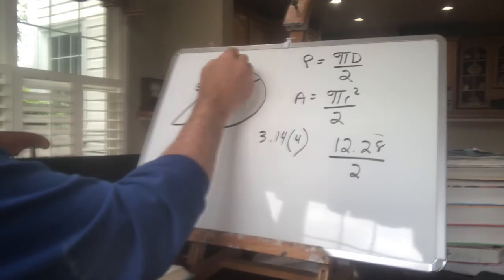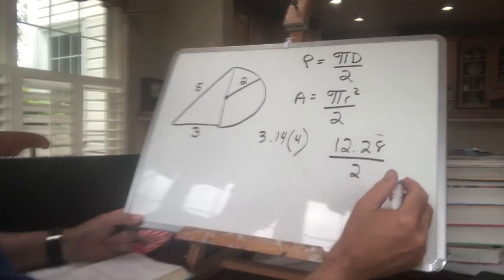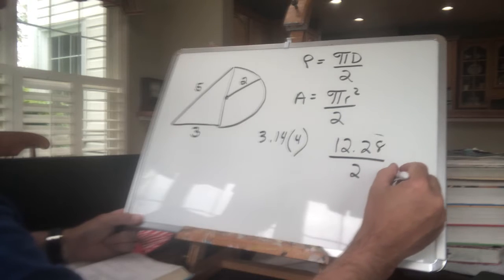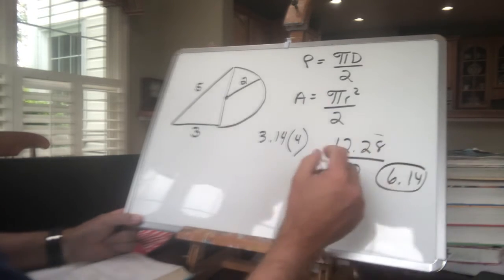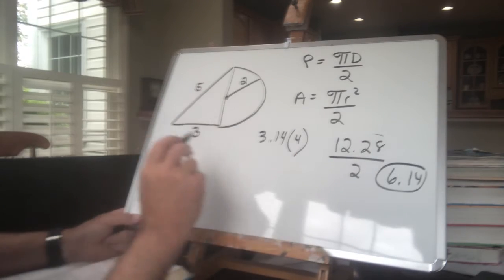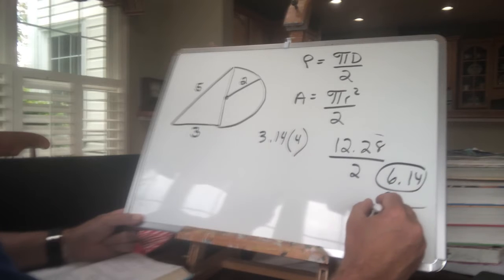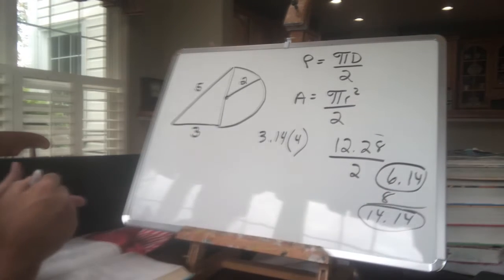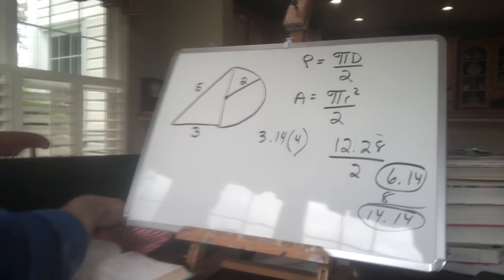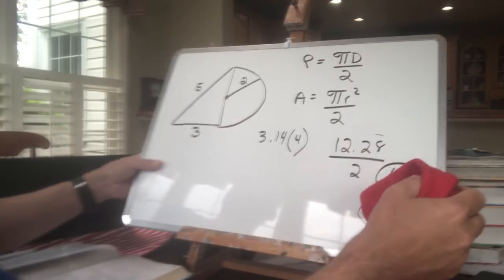I had the perimeter of the entire circle. Now to find the perimeter of the semicircle, you divide by 2, which would be 6.14. Take 6.14, add 3, and add 5. You would add 8. That would be 14.14, the perimeter of the entire figure.